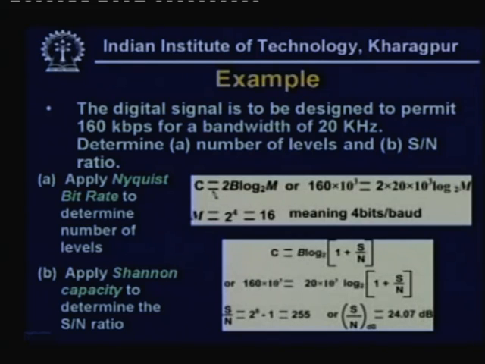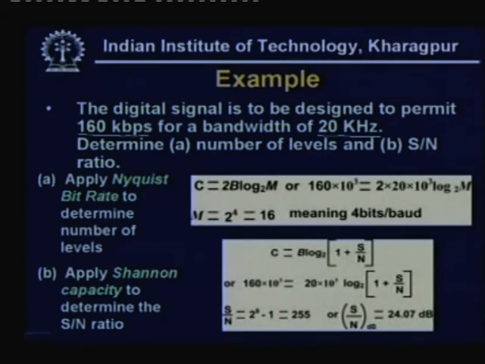Now we can consider another example. Say the digital signal is to be designed to permit 160 kilobits per second. That means we have to send 160 kilobits per second for a bandwidth of 20 kilohertz. Determine the number of levels and signal to noise ratio. So here the problem is given in a little different way. Bandwidth is given, 20 kilohertz, and our desired data rate is given. You have to find out the number of levels and signal to noise ratio.